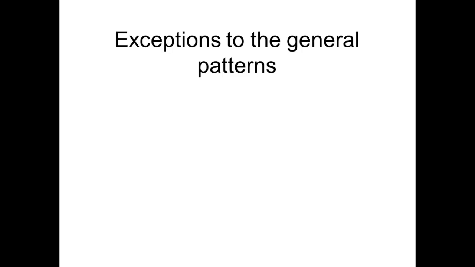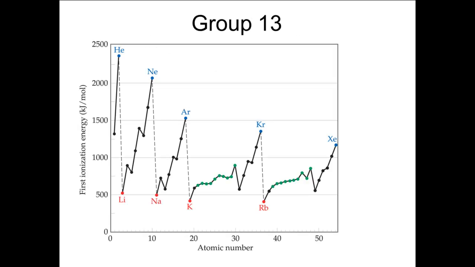There are exceptions to the general pattern, however, and this time these exceptions seem to be regular. If we look at the elements in group 13, boron, aluminum, gallium, and indium, we see that the element in group 13 has a much lower ionization energy than the element immediately before it, beryllium, magnesium, zinc, and cadmium. This pattern holds for thallium and mercury. Why is there an exception here?